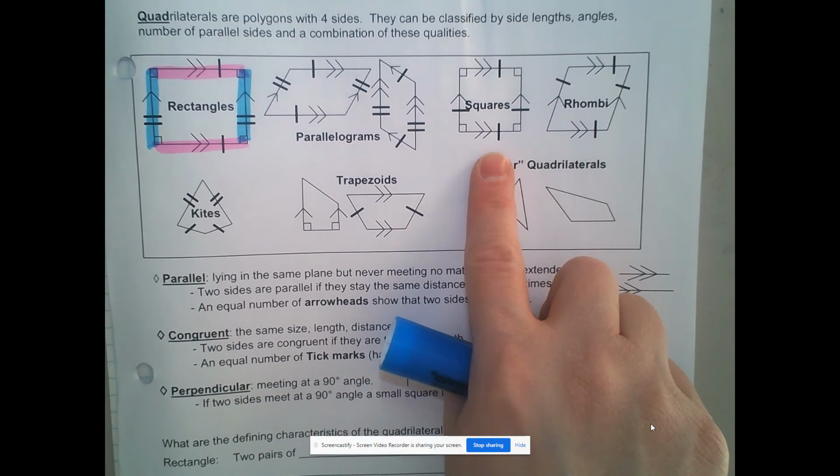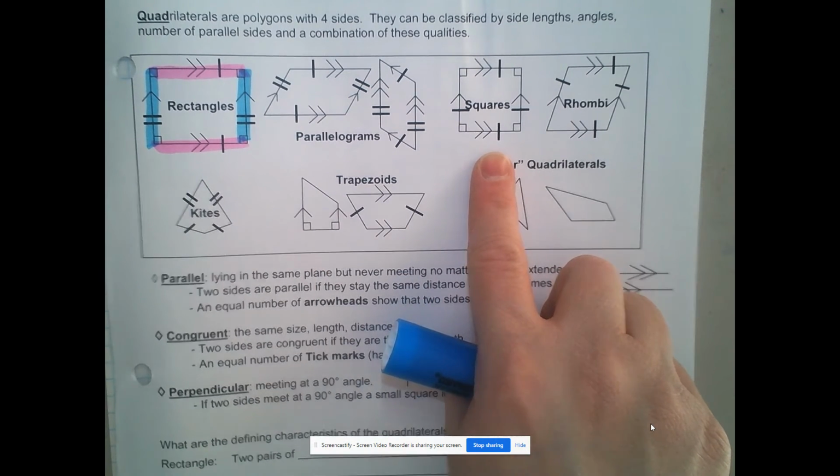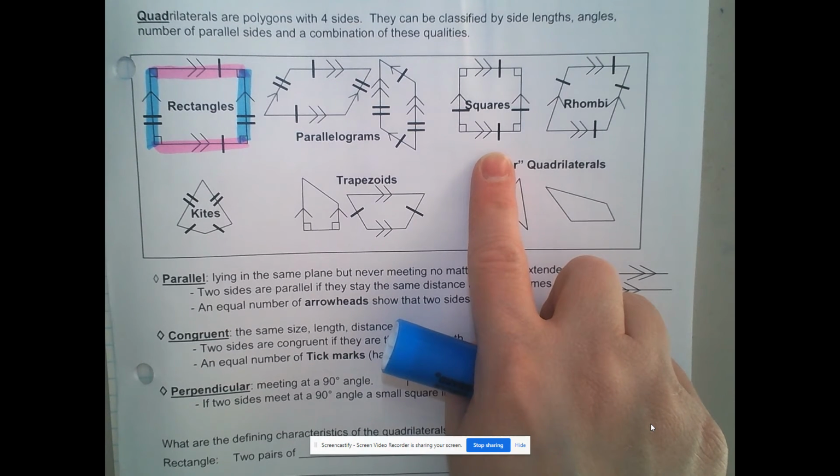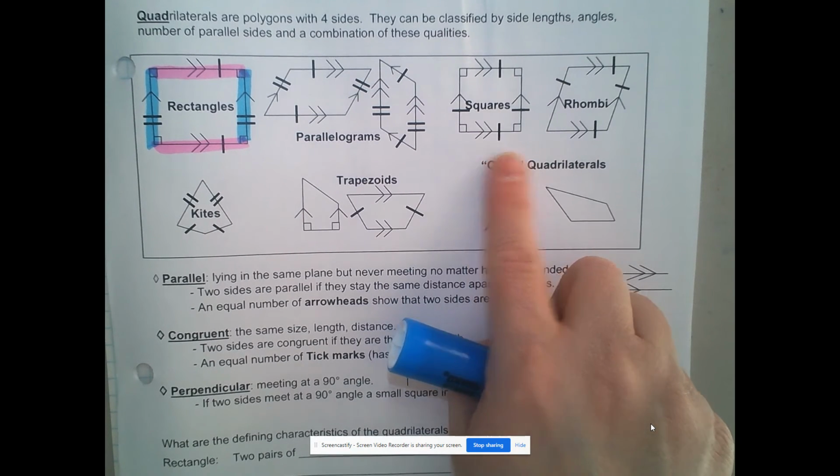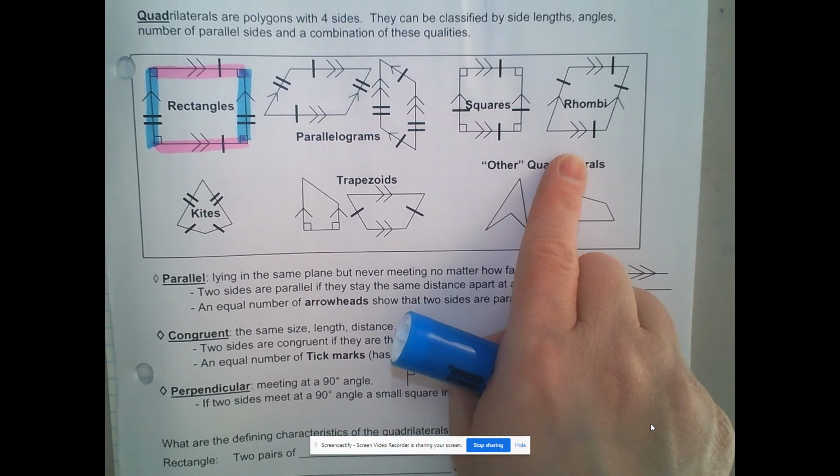You've also got a square. Square has the pairs of parallel sides, right? Top and bottom parallel, left and right parallel, but it's got all four sides congruent. That means they all have the same one tick mark, and they have right angles, where the rhombus sort of looks like a square that started to tip over. It's got the matching parallel sides on the top and the bottom, the parallel sides on the left and the right, all four sides with the single tick mark, so they're congruent, but it doesn't have the right angles.